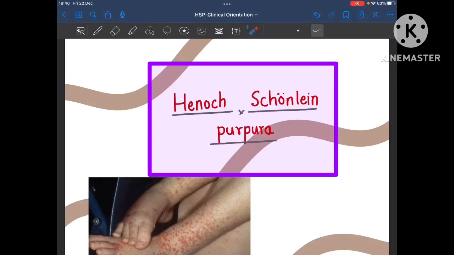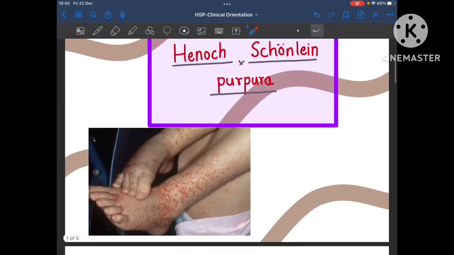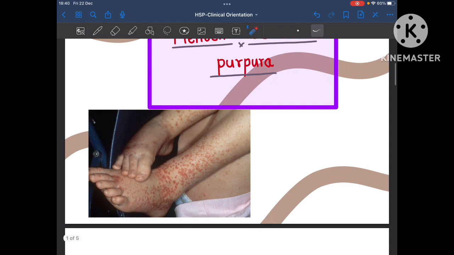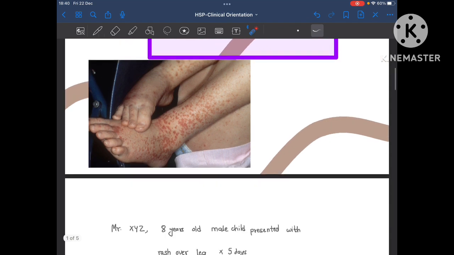Today's topic is a case of Henoch Schonlein Purpura. We will discuss a case with a chief complaint of rash and pain abdomen. Here is a child you have seen with a rash. Now we will see the history. This is a video with clinical orientation: a child presenting with Henoch Schonlein Purpura like features, rash and pain abdomen.